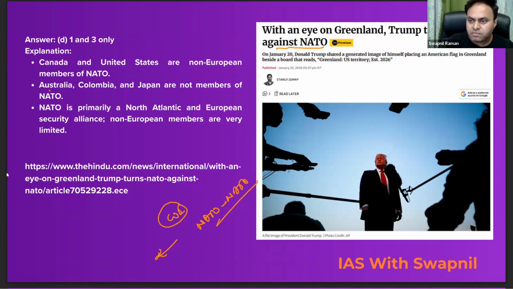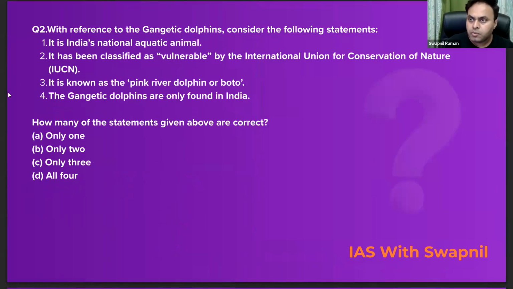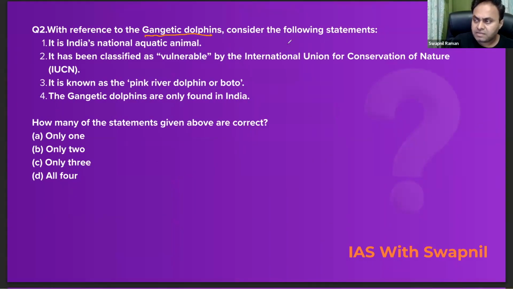So now let's move on to the next question. Question number 2. With reference to the Gangetic dolphins, consider the following statements. The first statement says it is India's national aquatic animal. Absolutely correct. Second statement says it has been classified as vulnerable by the IUCN. No, that is not classified as vulnerable, but endangered. Right? So second statement is ruled out.